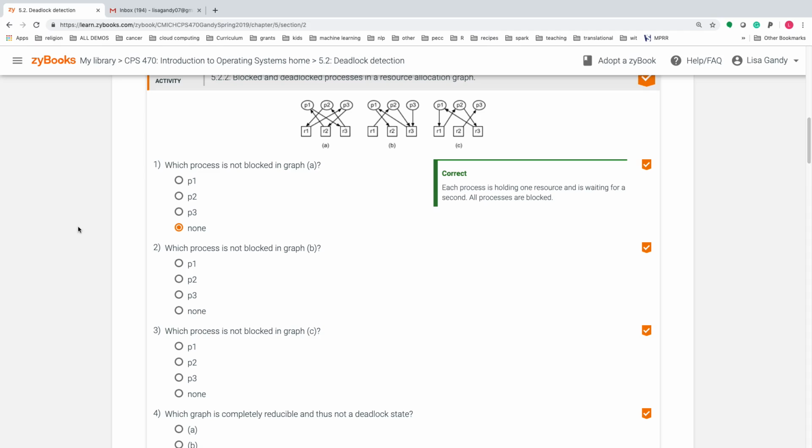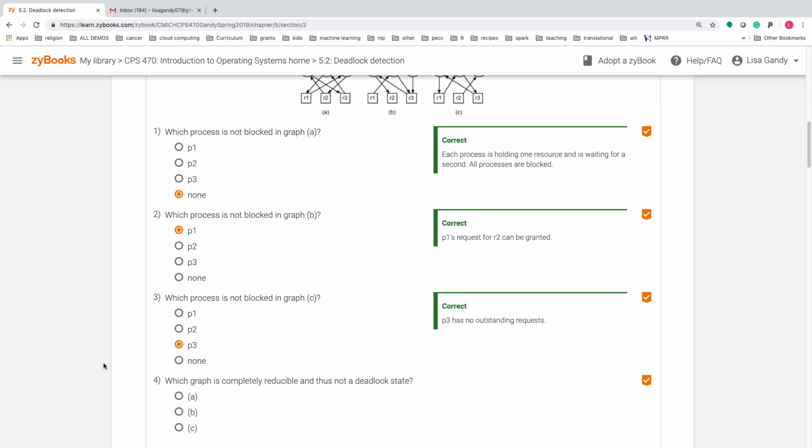Which process is not blocked in graph B? P1 is asking for this, and it's not allocated to anything, so P1 is not blocked. Okay. Which process is not blocked in graph C? P1 is blocked. P1's asking for a resource that's allocated. P2 is asking for this, but it's allocated. So P3. Which one did you say, Wika? P3.